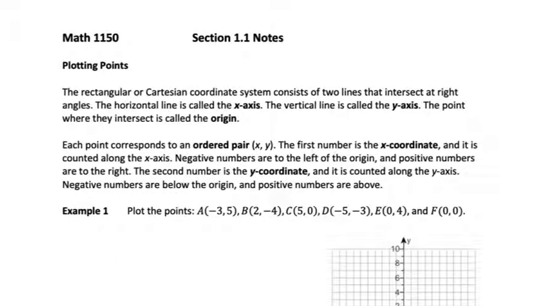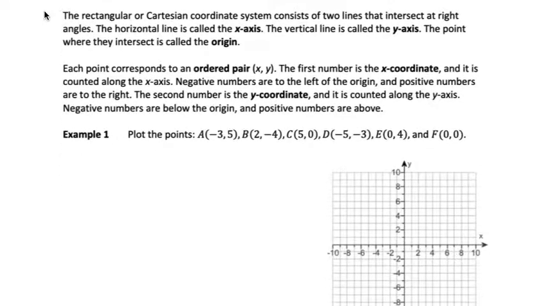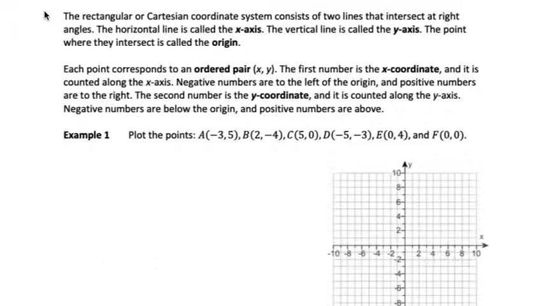In this video for section 1.1, we're going to review some things about graphing. First we're going to talk about plotting points. We have what's called the rectangular coordinate system, or the Cartesian coordinate system. We have two lines that intersect at right angles. They make the x-axis and the y-axis. The point where they intersect is called the origin. That would be this point right here.